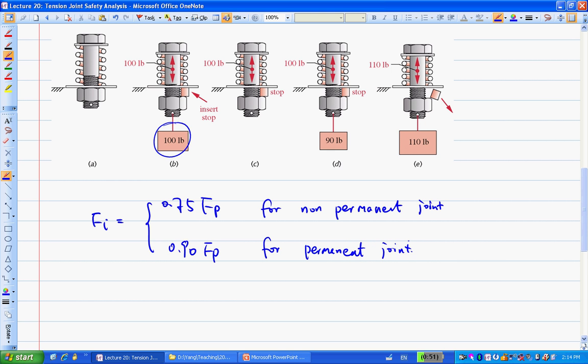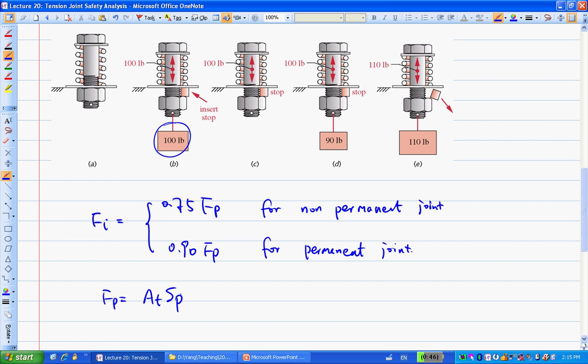Okay, yeah. So that's the general guidelines that we should use in terms of the Fi in here. Okay, so Fp is the proof load. So how do we get Fp then, right? And Fp basically equal to what? The At times Sp times the proof strength.